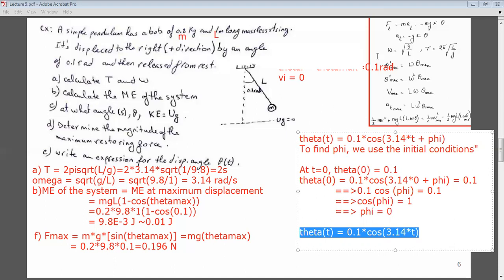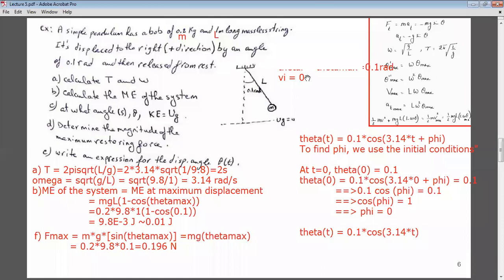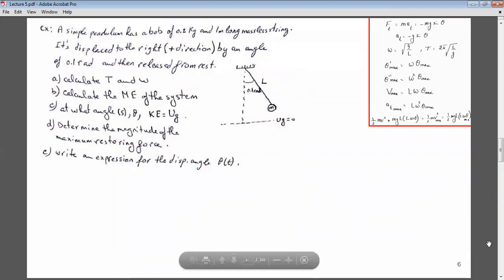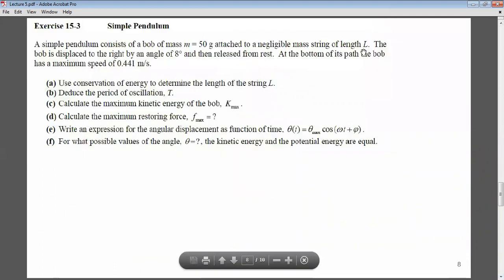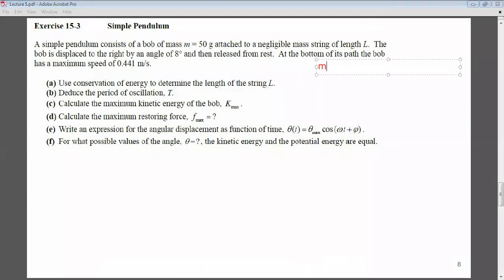Actually, I have prepared to work on the first exercise, so I can just explain it and go through it very quickly, but I will be solving it slowly next time. So this is a problem from your booklet. It is not solved. This is exercise 15.3. A simple pendulum consists of a mass m equal to 50 grams. So I have the mass.